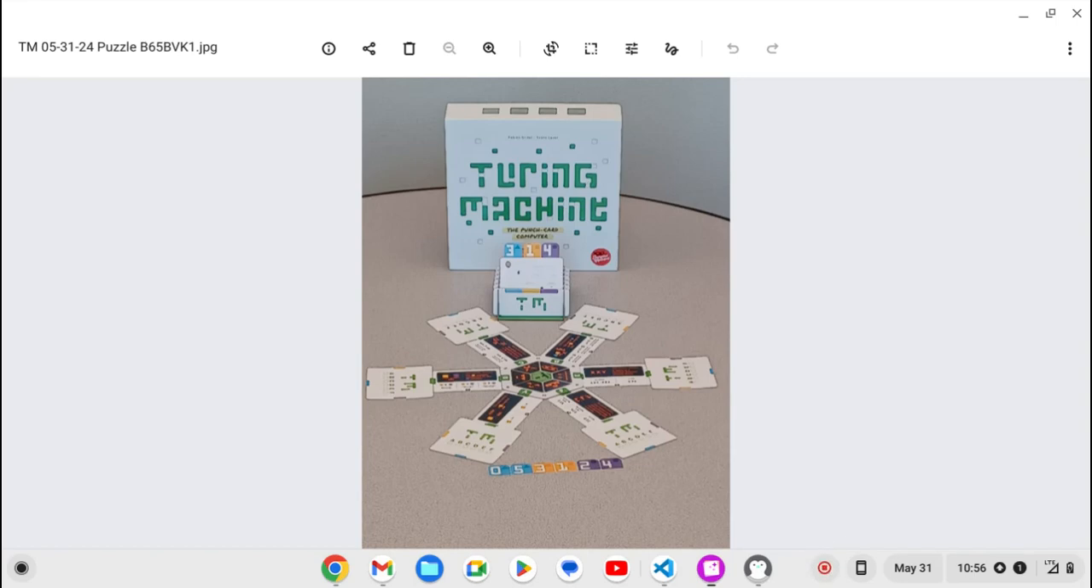Let's begin. Today is May 31st, 2024, and we're doing the Daily Turing Machine Puzzle. Today's puzzle uses 6 criteria cards and 6 verification cards.